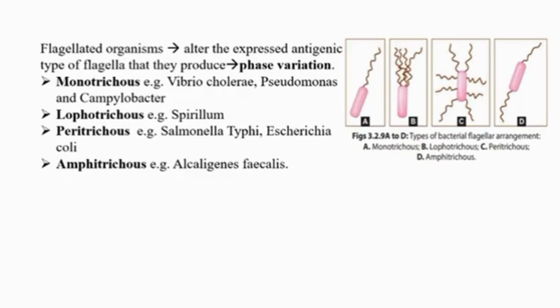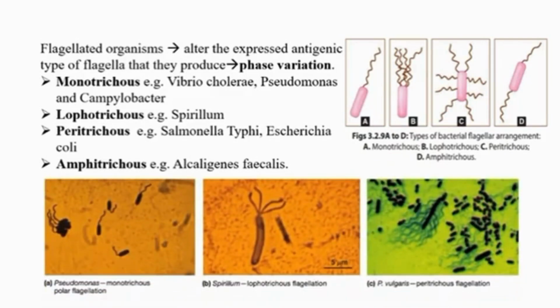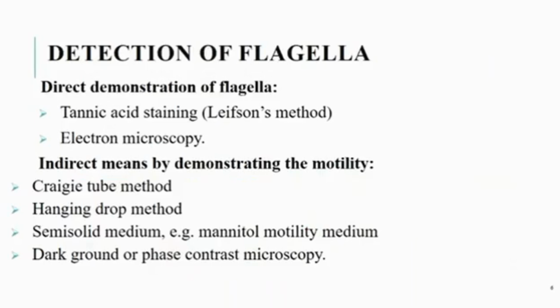So the flagellated organisms alter the expressed antigenic type of flagella that they produce, and this phenomenon is known as phase variation. Based on the number of flagella, the organisms can be differentiated as Monotrichous, for example Vibrio, Pseudomonas and Campylobacter; Lophotrichous, example Spirillum; Peritrichous, example Salmonella typhi, Escherichia coli; and Amphitrichous, example Alcaligenes faecalis. This picture shows the different flagella.